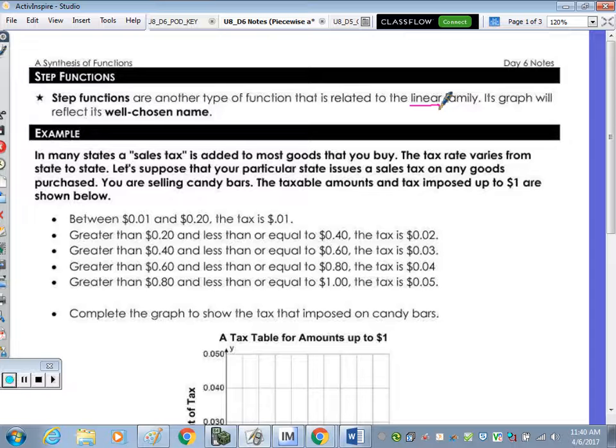The example: in many states, a sales tax is added to most goods that you buy. The tax rate, or your percent, varies from state to state. Let's suppose that your particular state issues a sales tax on any goods purchased. You are selling candy bars, and the taxable amounts and tax imposed up to $1 are shown below.